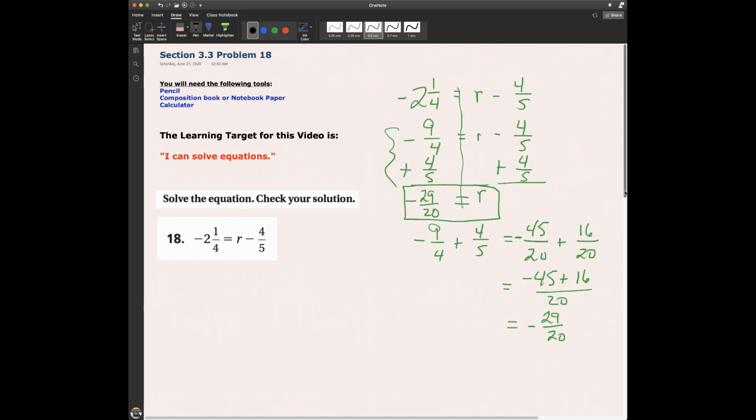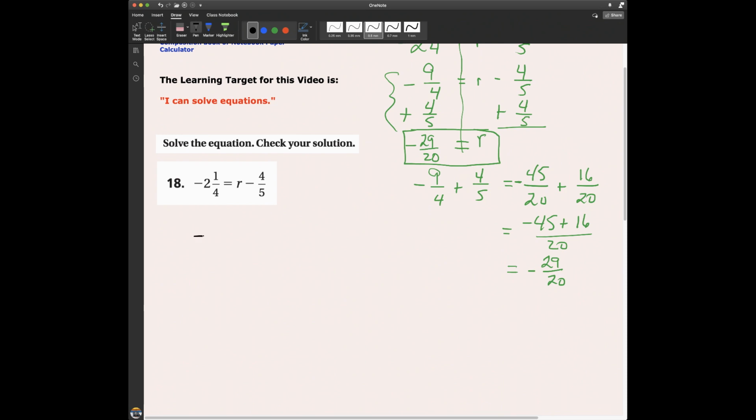So let me go ahead and check my answer. Let me write the problem down. -2 and 1/4. I already know that that is -9/4, so I'm just going to write that down. That equals r minus 4/5. And -9/4 equals -29 over 20 minus 4/5. Okay, and let's see what we get here.